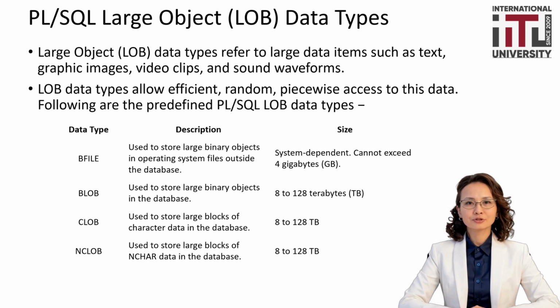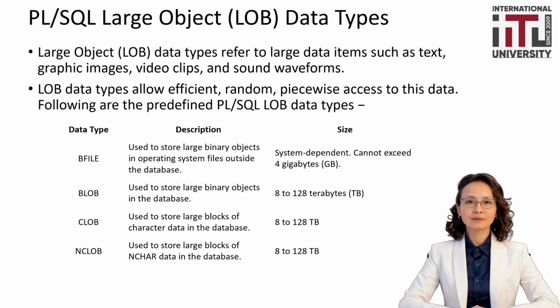LOB data types are used to store large data, such as text, images, videos, and audio. They allow efficient and flexible access, even when working with very big files. There are four main types.